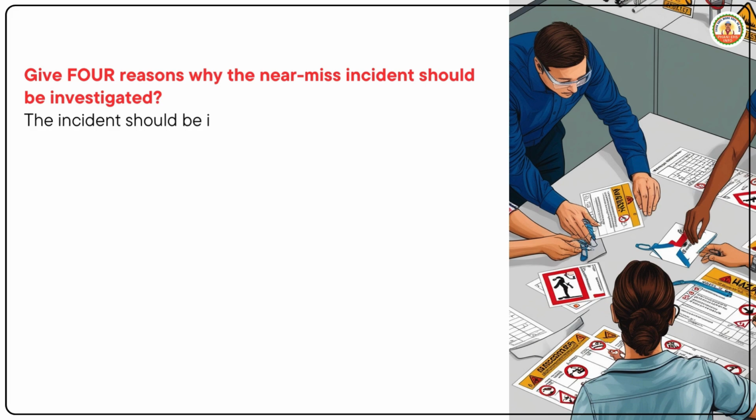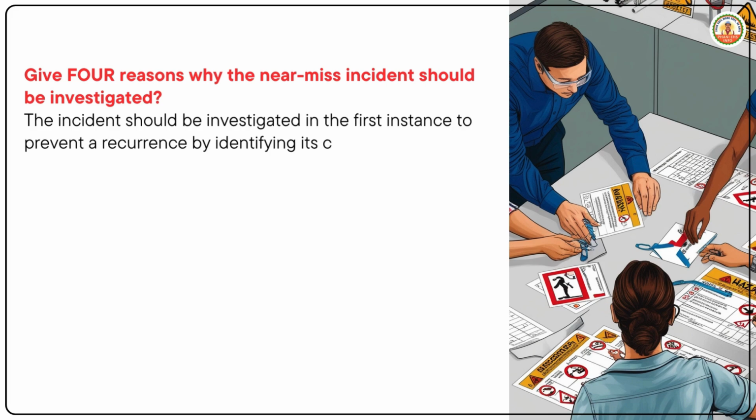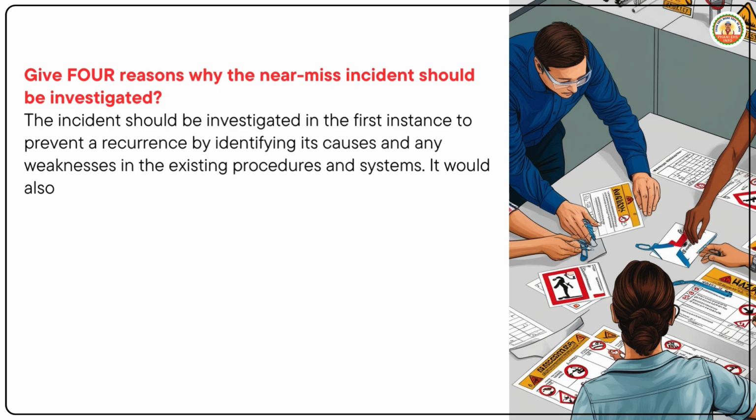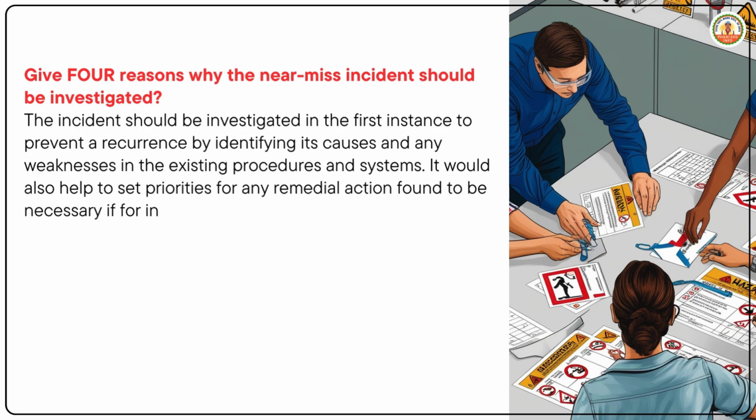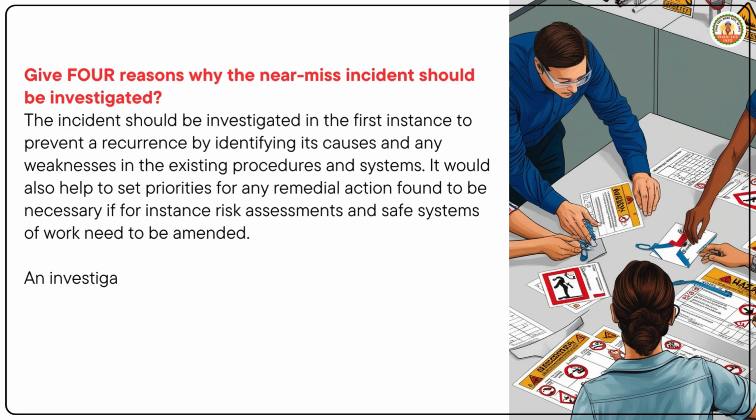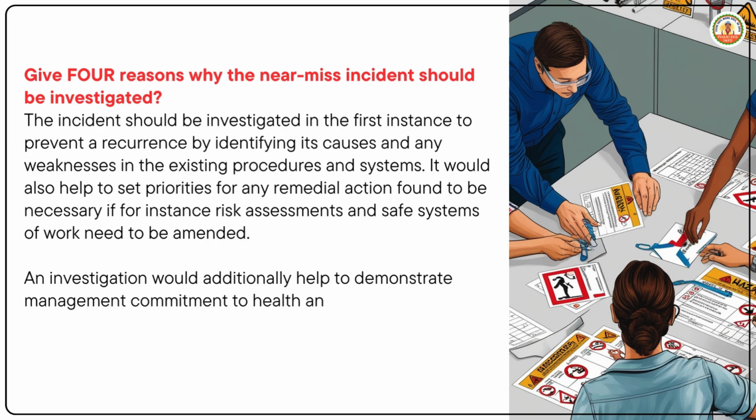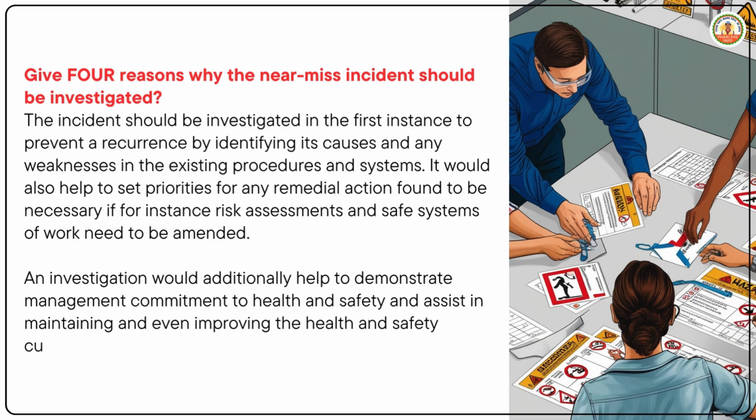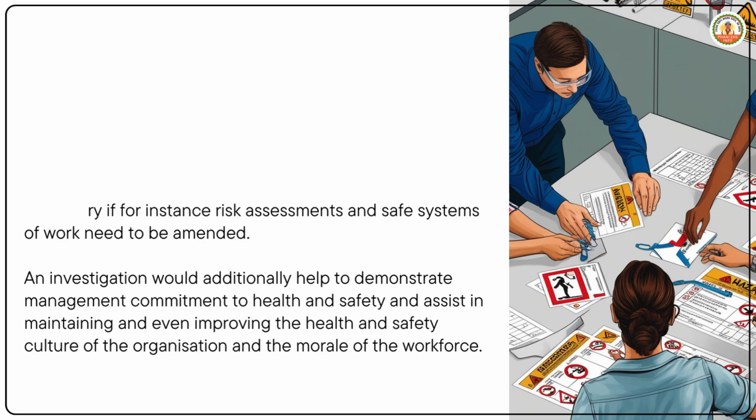The incident should be investigated in the first instance to prevent a recurrence by identifying its causes and any weaknesses in the existing procedures and systems. It would also help to set priorities for any remedial action found to be necessary if, for instance, risk assessments and safe systems of work need to be amended. An investigation would additionally help to demonstrate management commitment to health and safety and assist in maintaining and even improving the health and safety culture of the organization and the morale of the workforce.